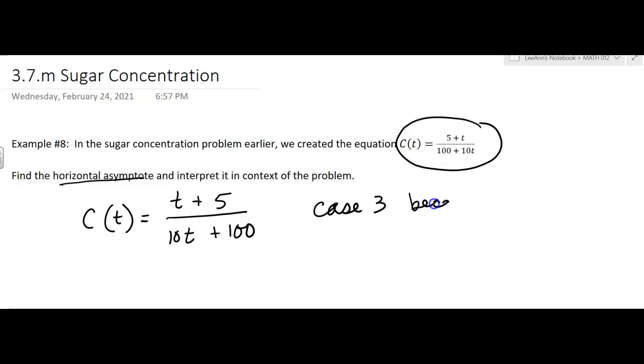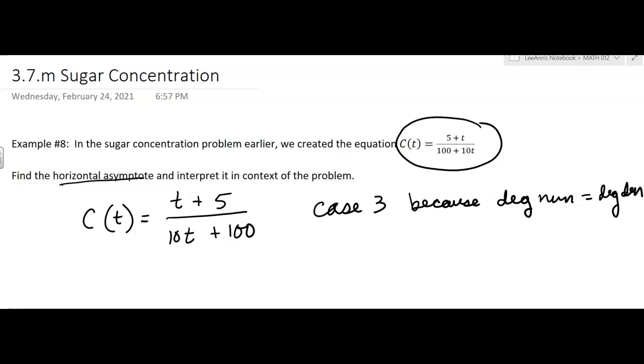because the degrees are equal. The degree of the numerator equals the degree of the denominator. Let me write it that way. The degree of the numerator equals degree of denominator. Okay? So they're both first degree, and so that's what we get.